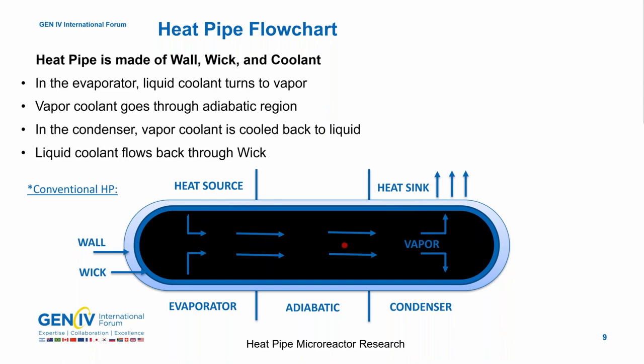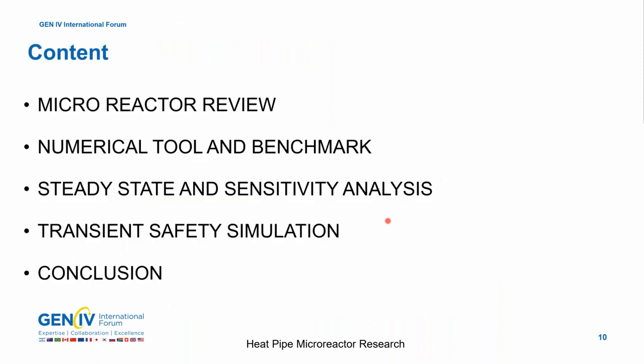Through this process, the energy is transferred from the heat source to the heat sink, and the process doesn't need extra energy supply, and the energy transfer coefficient is high. That's why the heat pipe is so popular, and it is considered for application in microreactor technologies and also a bunch of multi-industry engineering applications. So in the first chapter, we introduced some background on microreactor development history, and then how the heat pipe works. After that, I would like to introduce the numerical tool we are using and the benchmark comparison between our results and Argonne National Lab's results as part of verification and validation.